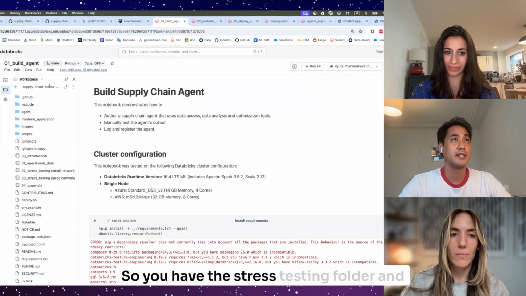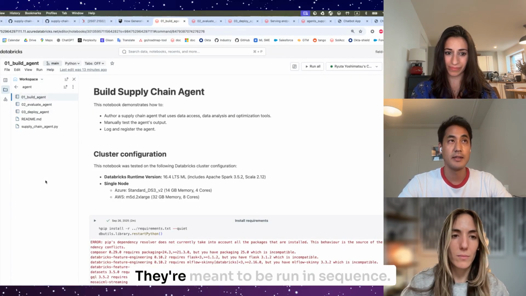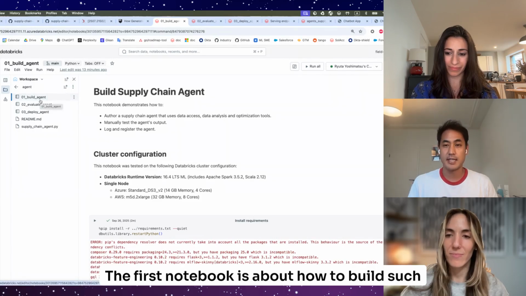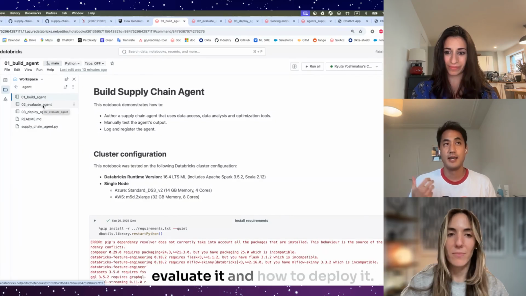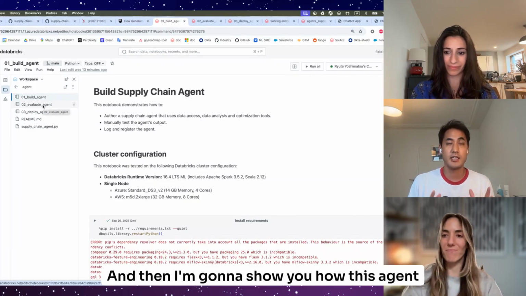So you have the stress testing folder. And then inside this agent, you see 3 notebooks. They're meant to be run in sequence. The first notebook is about how to build such an agent. And the second notebook is about how to evaluate it and how to deploy it. And then I'm going to show you how this agent works in action.